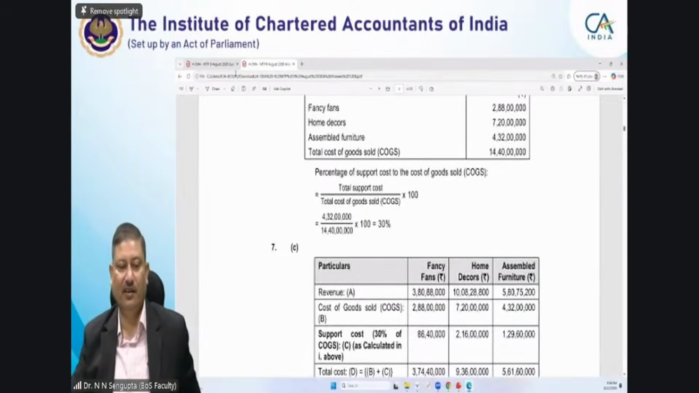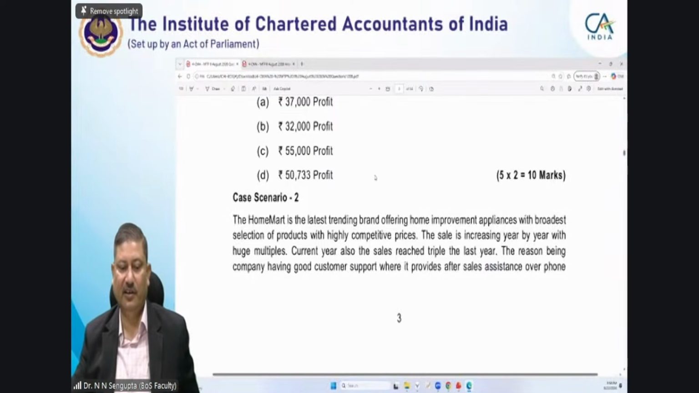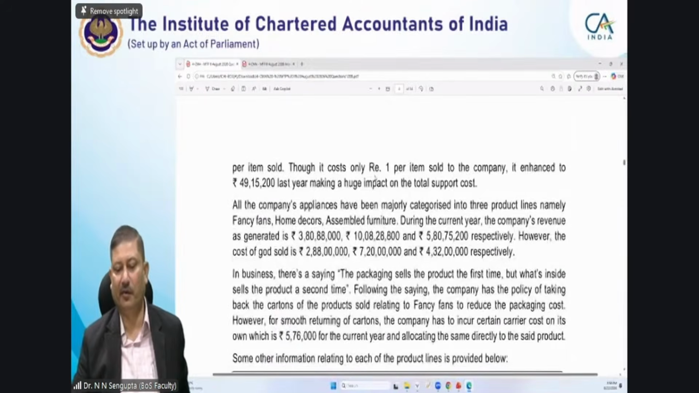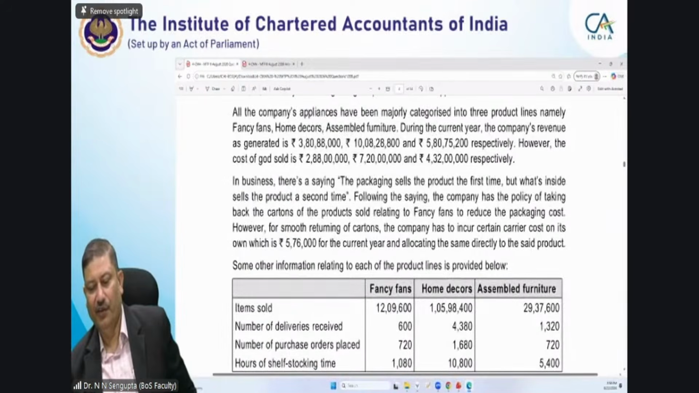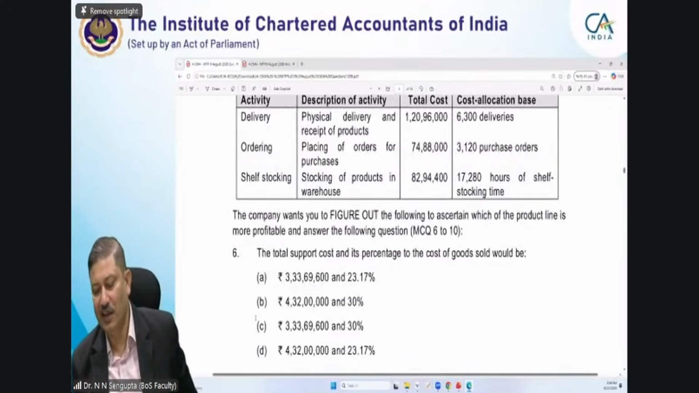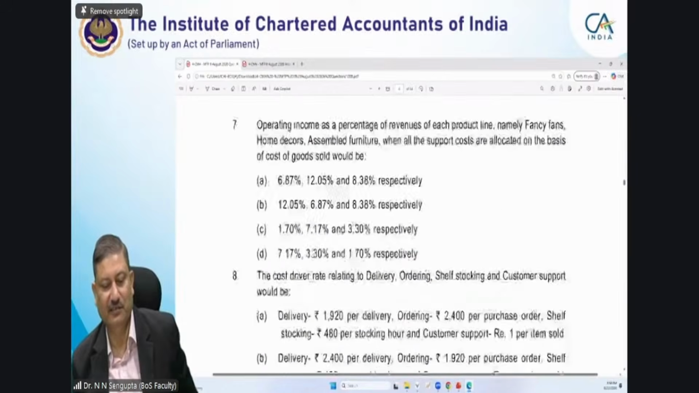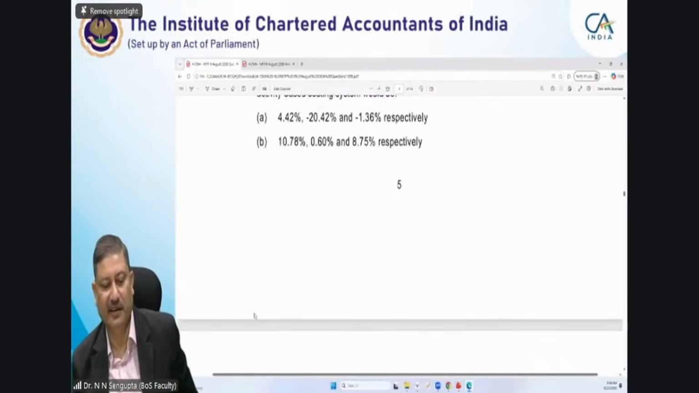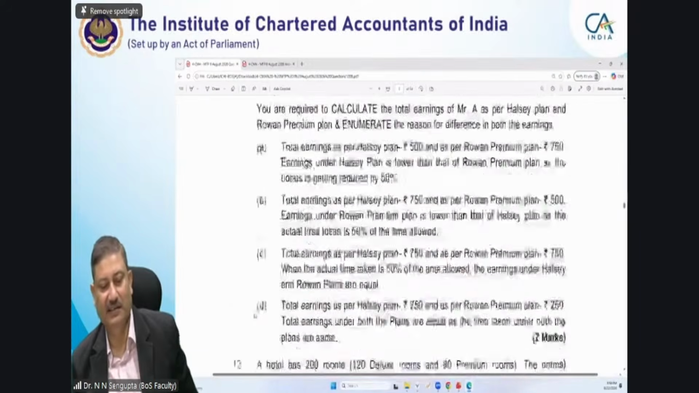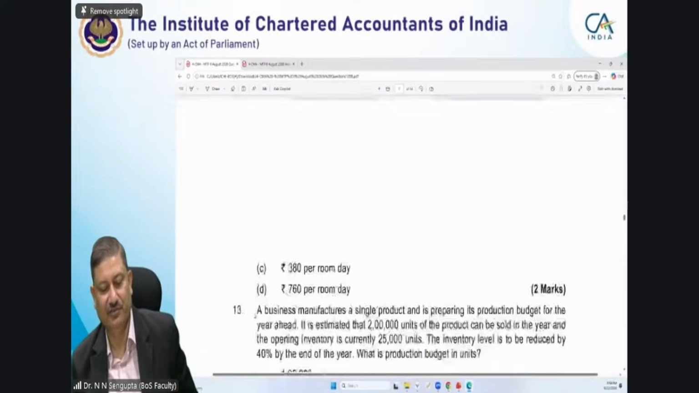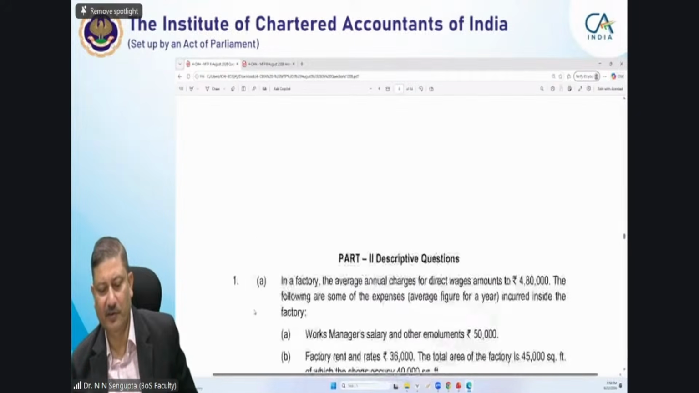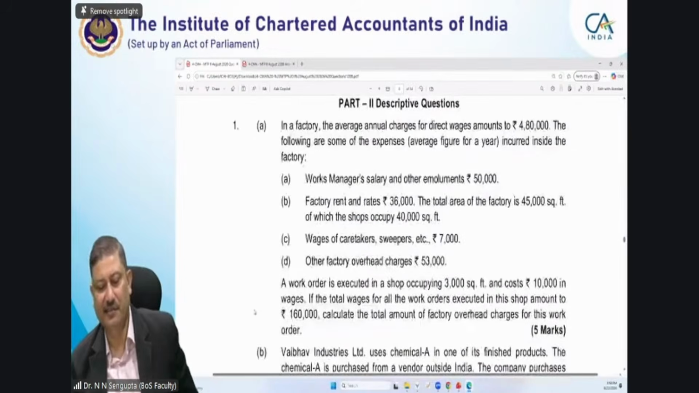Then second, there is an interesting case scenario of Home Mart. You can go through these questions also, which are based on activity based costing, 7, 8, 9, 10, and 6, 7, 8, 9, 10. Then there are certain standalone questions. They look lengthy, but conceptually, if you understand, they will not be difficult. Then there are these descriptive parts.